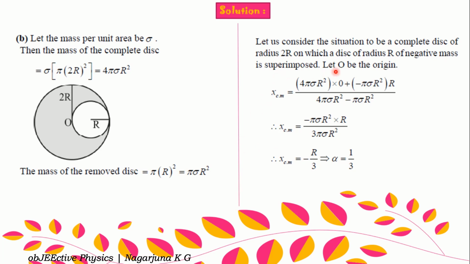is superimposed. Let O be the origin. So xcm is equal to (m1 x1 plus m2 x2) divided by (m1 plus m2). By substituting the m1, m2, x1, x2 values, we will get xcm is equal to minus R by 3, that implies alpha is equal to 1 divided by 3. So option B is the right option.